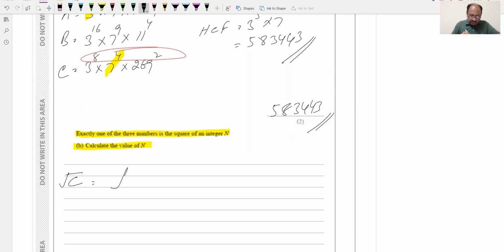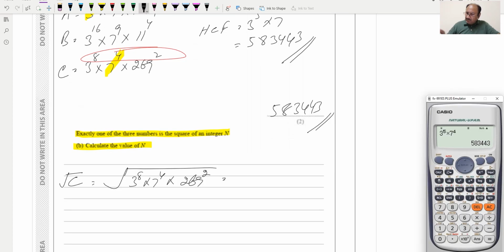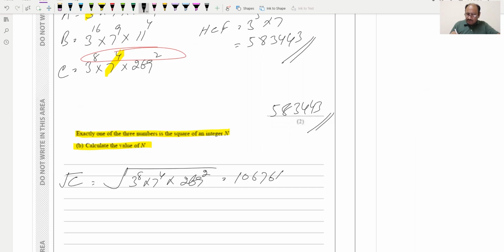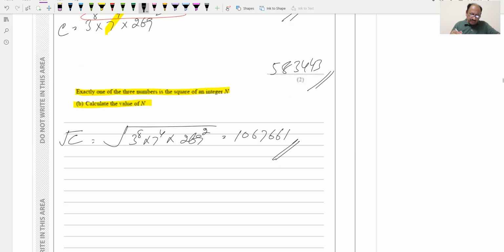Square root, if we check, this will be 3 raised to 8 into 7 raised to 4 into 269 raised to 2. With the help of a calculator, the square root of 3 raised to the power 8, multiplied by 7 raised to the power 4, multiplied by 269 raised to the power 2 will be equal to 106766. This is an integer, so the value of n we have calculated. This is the value of n, and this is done.